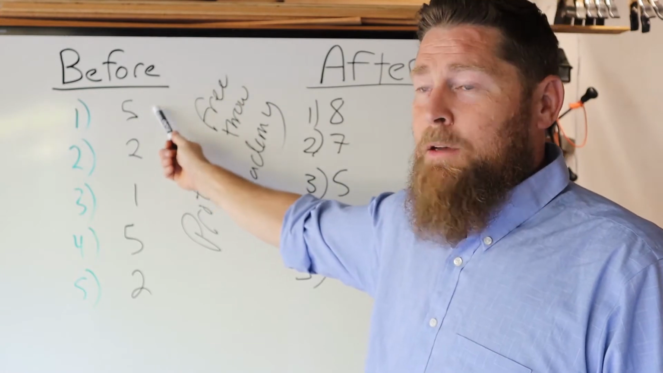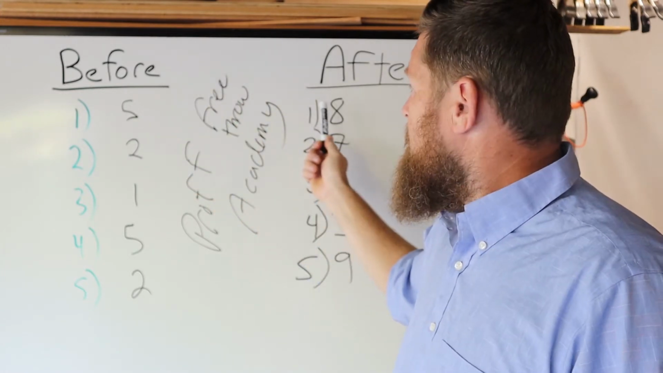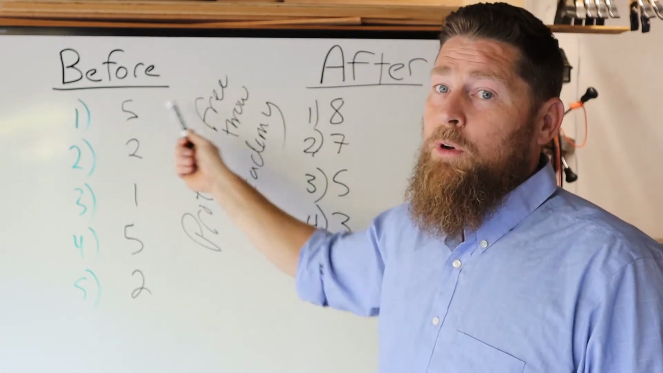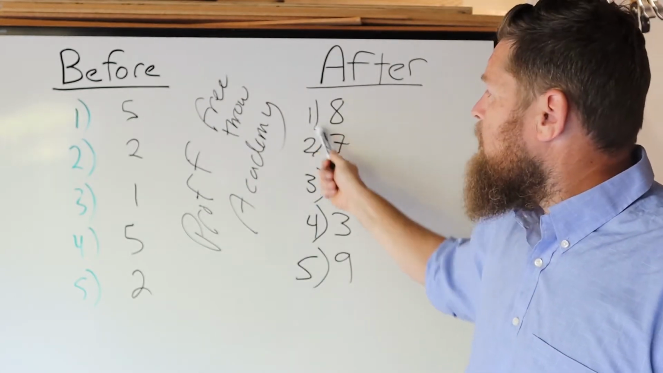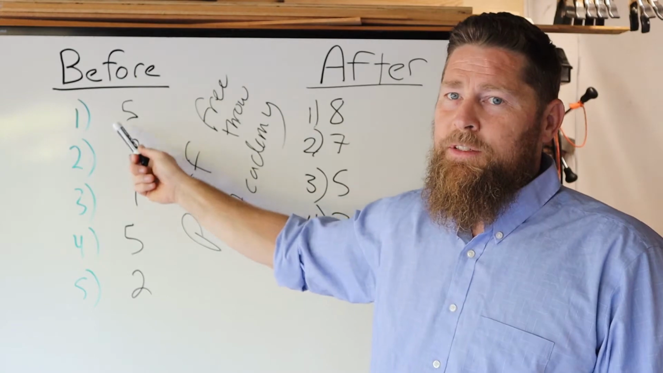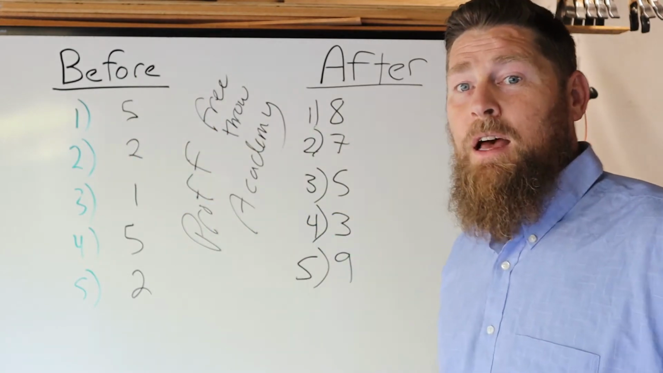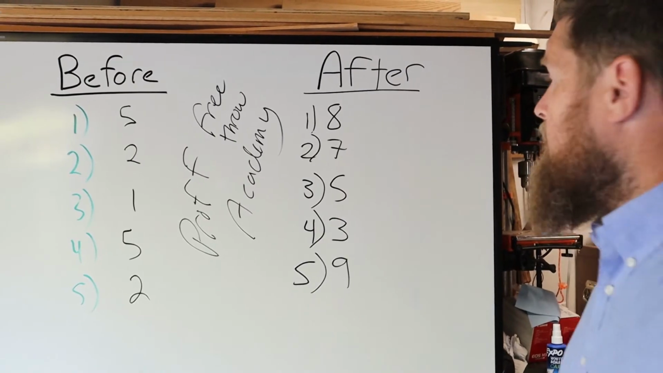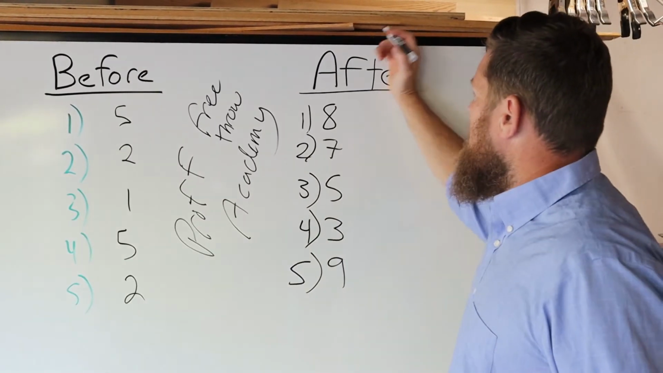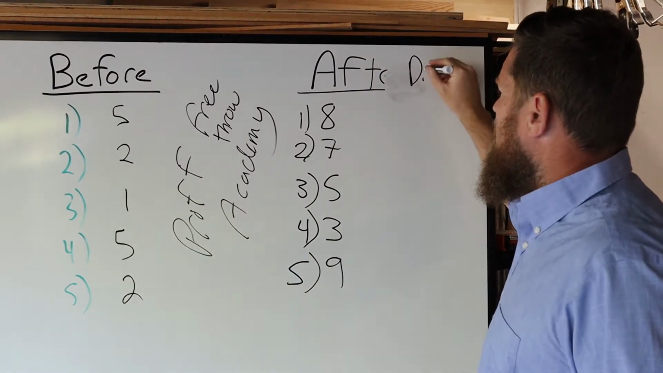I like to take before, and then I subtract after from it. Now note, person number 1, she got 8 free throws the second time, so if we subtract a larger number from this, we're going to get a negative number. Now, negative doesn't mean bad in this sense. So here's the difference score.